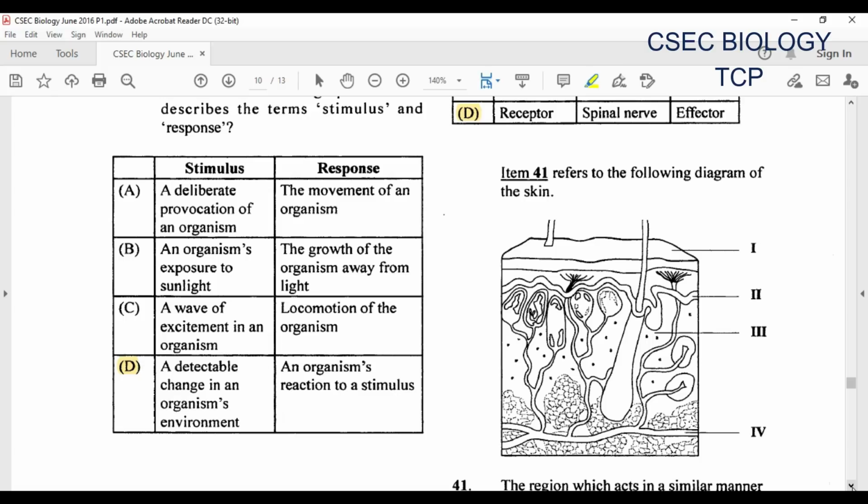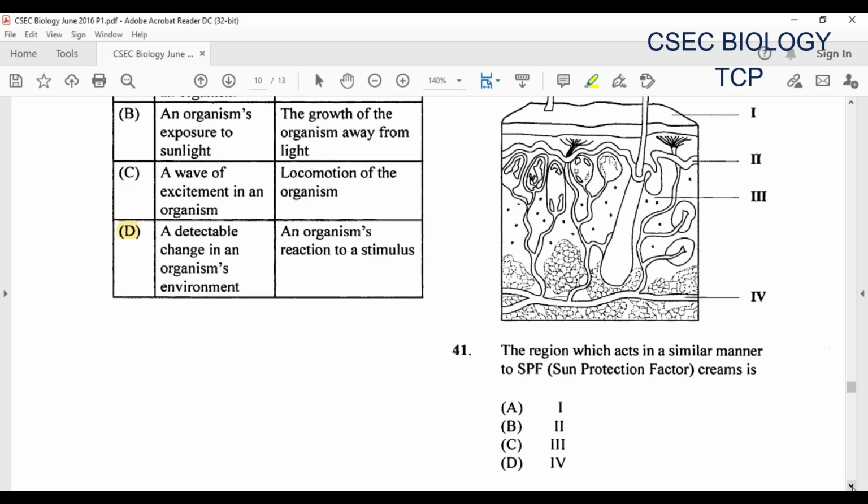Item 41 refers to the following diagram of the skin, and we have the epidermal layer there, and it wants us to find out the region which acts in a similar manner to sun protection factor.